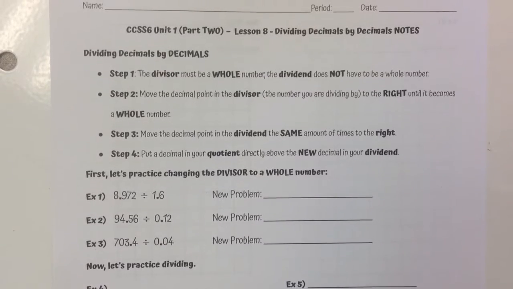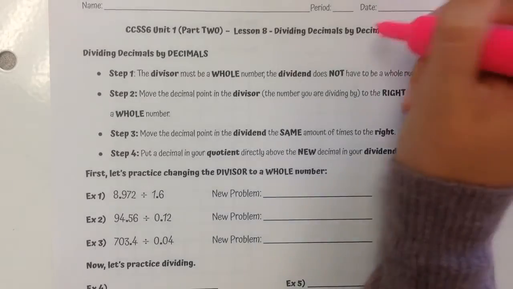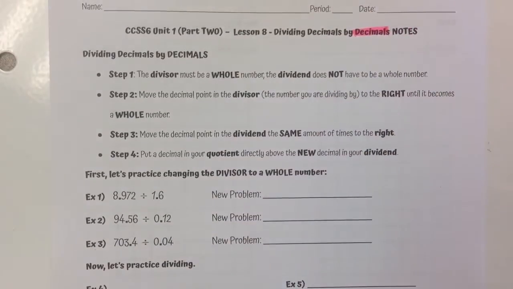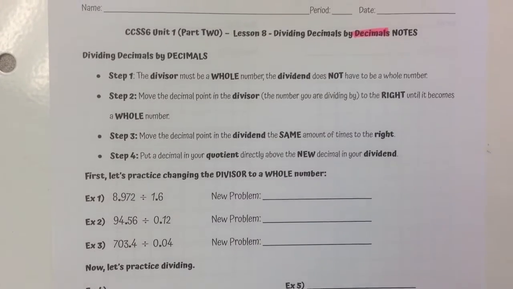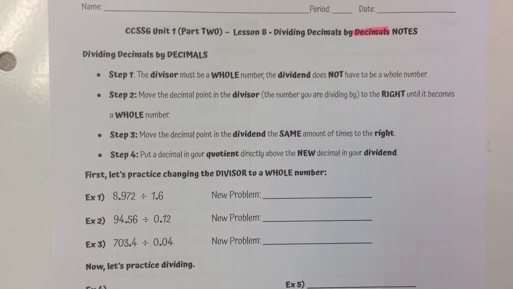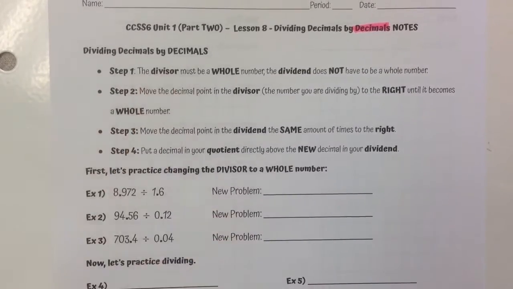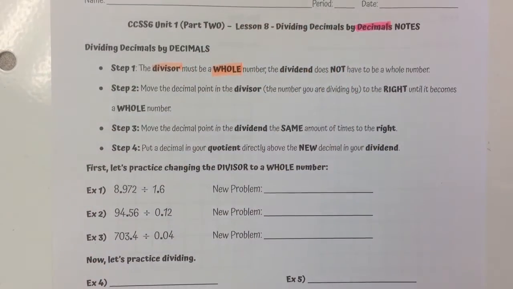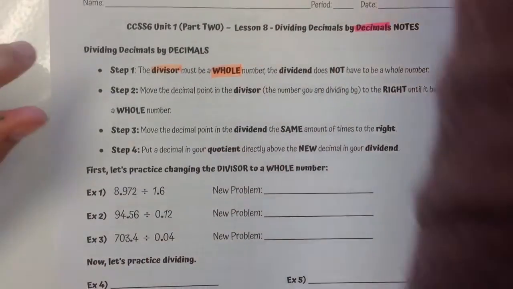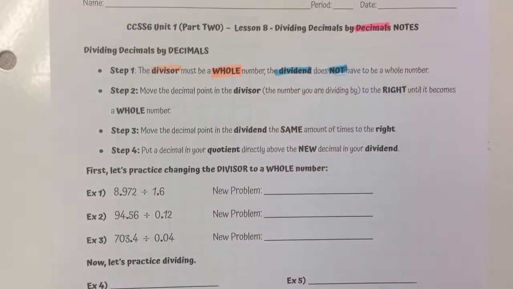For this lesson, we are going to talk about dividing decimals, not by whole numbers, but by decimals. So this is where it gets really important to be looking at the steps and to be making sure that you are lining up your decimals. For dividing decimals by decimals, it is important to know for step one, your divisor must be a whole number. And then know that the dividend does not have to be a whole number.